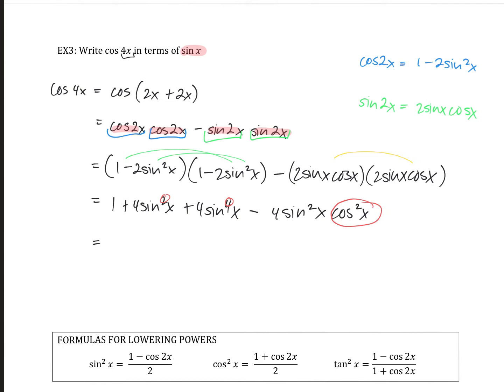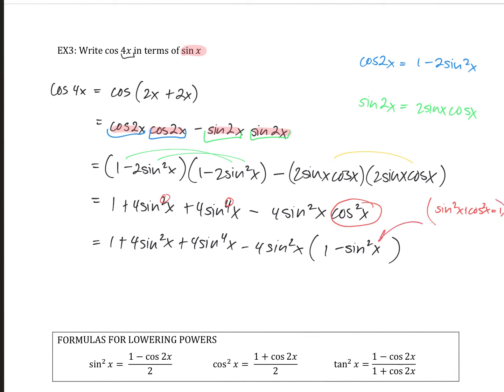Let's see what we get. So 1 plus 4 sine squared x plus 4 sine to the 4th power of x minus 4 sine squared x times, and let's go ahead and replace cosine squared x with the identity 1 minus sine squared x. Once again, that comes from sine squared x plus cosine squared x equals 1. So that's where we're getting this from.